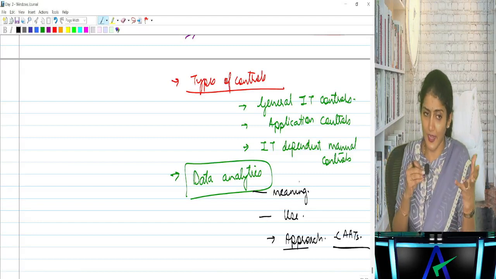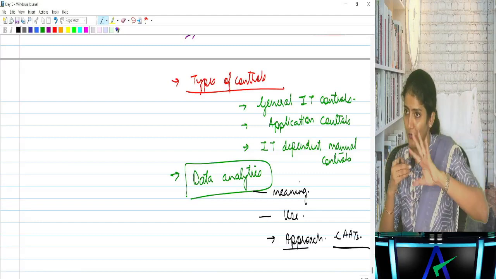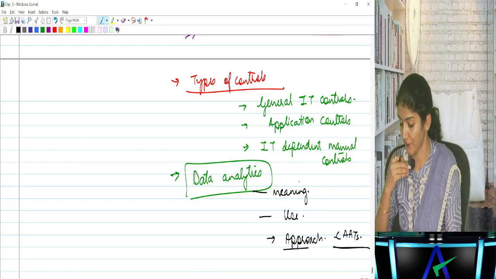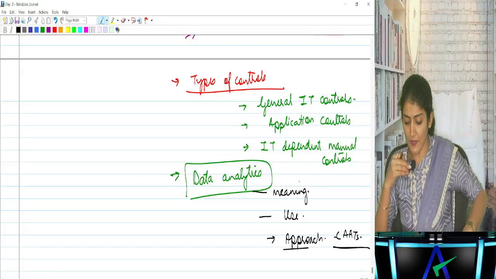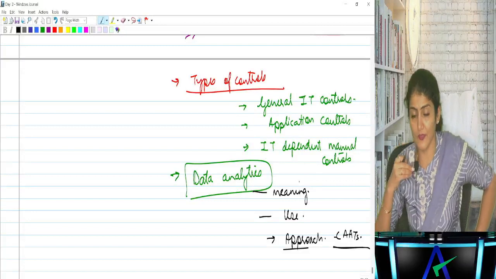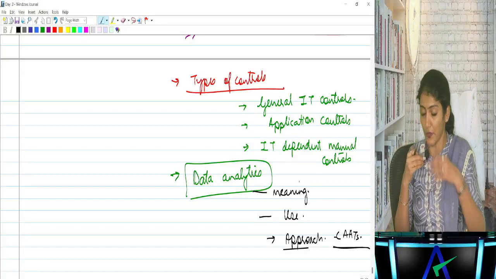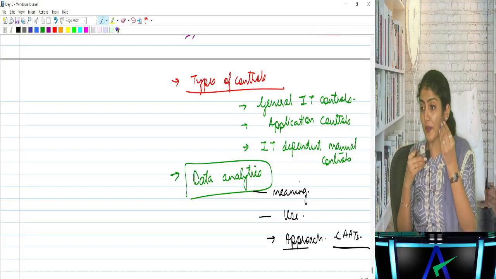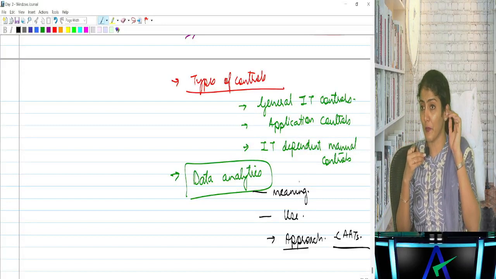And what is data analytics? It is nothing but CATS. So it means one and the same thing only. So this is what we have for discussion in this chapter. What chapter am I talking to you about? Audit in an automated environment.